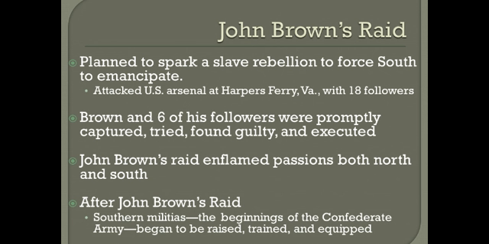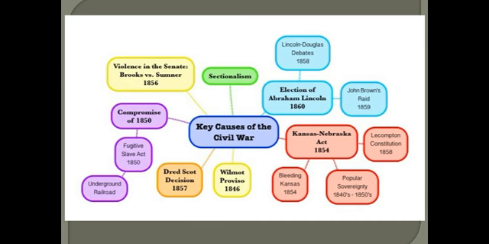Now, John Brown was a very rabid abolitionist, very similar to William Lloyd Garrison. He wanted to spark a slave rebellion to force the South to free the slaves. He attacked a U.S. arsenal at Harper's Ferry. He was captured very quickly and executed. Now, his raid really caused a lot of problems on both sides. The northern abolitionists were rallied. The southern anti-abolitionists started forming militias. This is the beginning of the Confederate Army.